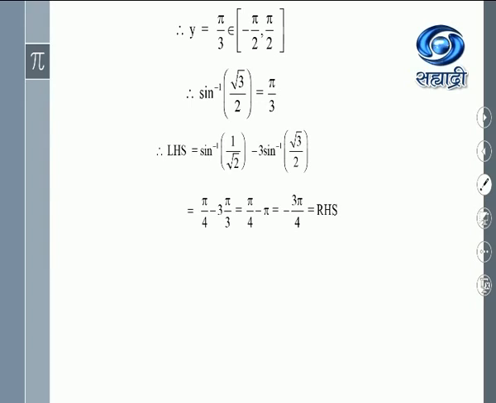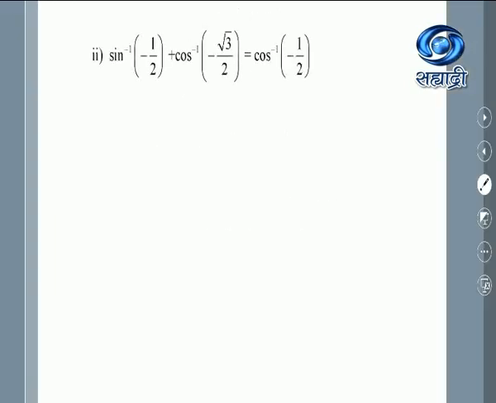See, every time we are finding the principal values. Sometimes it is show that, sometimes it is find the principal values, sometimes evaluate the following. In each and every type, we are finding the principal value by the same procedure. The only thing is, you will have to remember the principal value branch for each and every inverse trigonometric function.